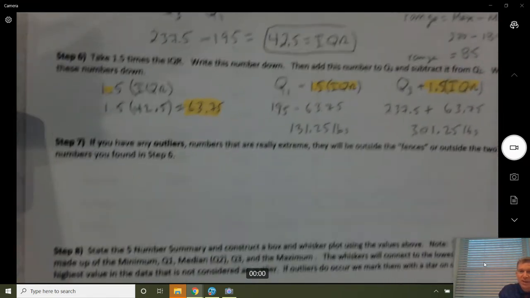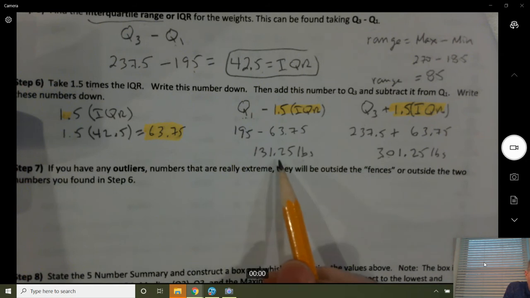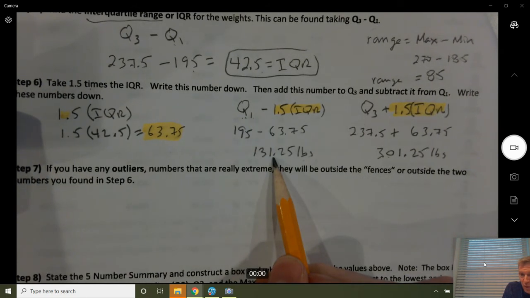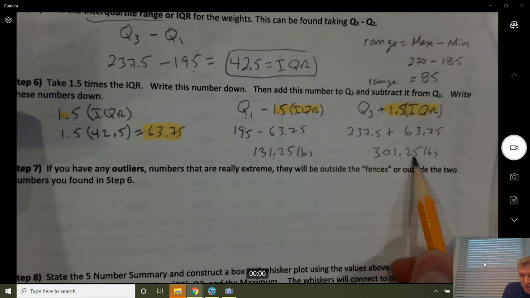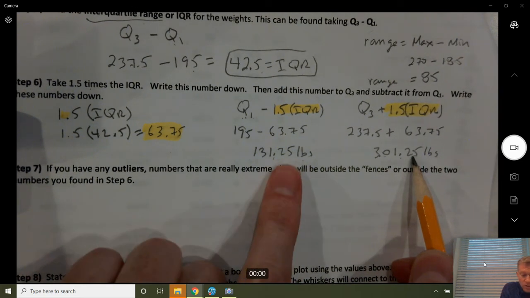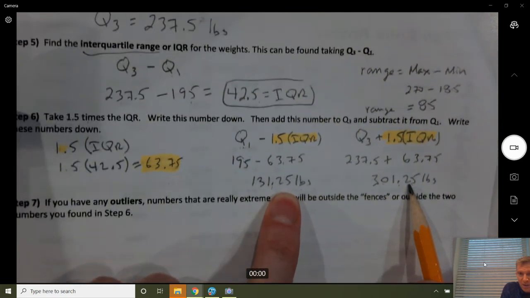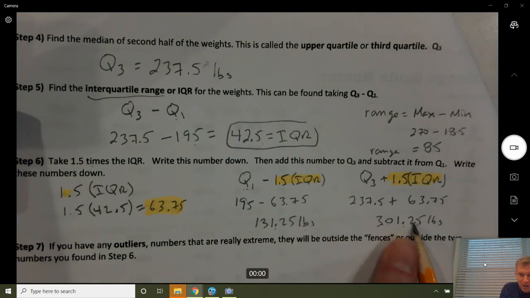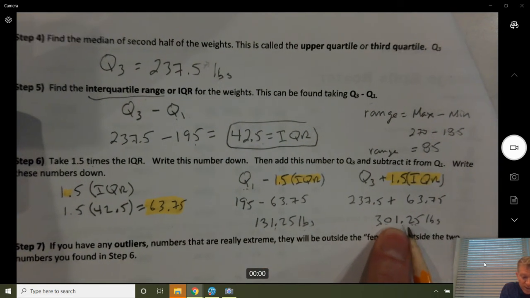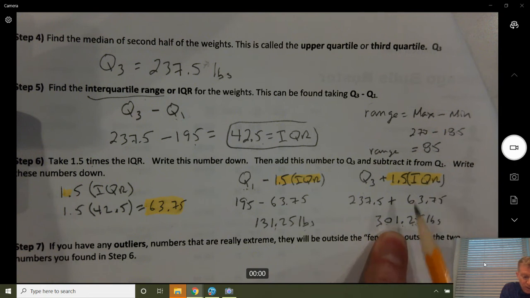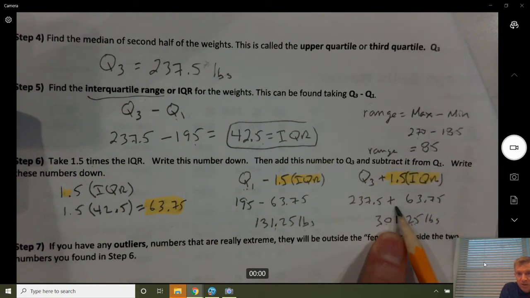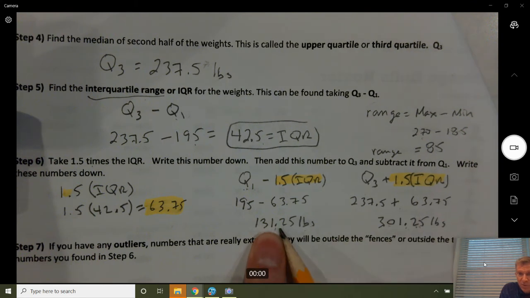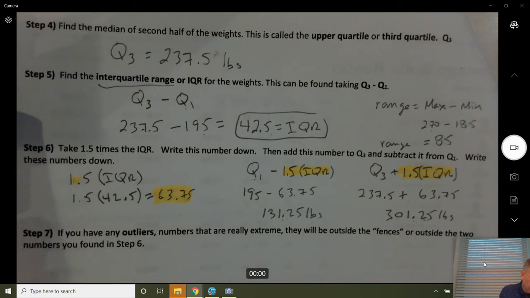In order to be considered an outlier, somebody would have to weigh less than 131.25 pounds or more than 301.25 pounds, okay? There's nobody outside that range. Our max, what is our max? I think our max was 270. So even that 270-pound player is not an outlier. The min was 185, so nowhere near 131.25.